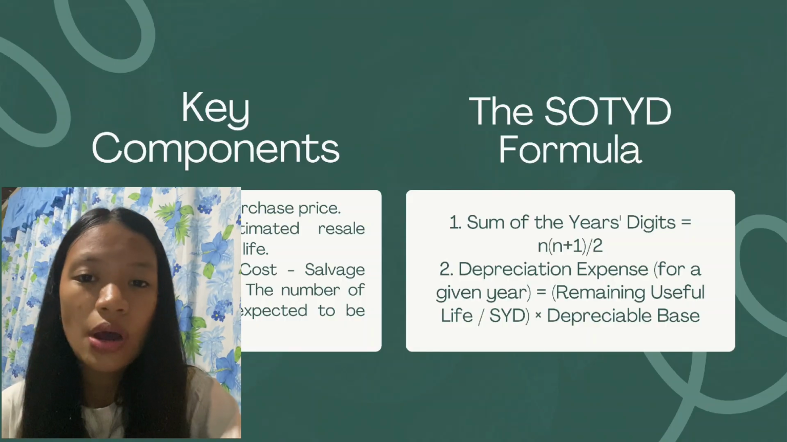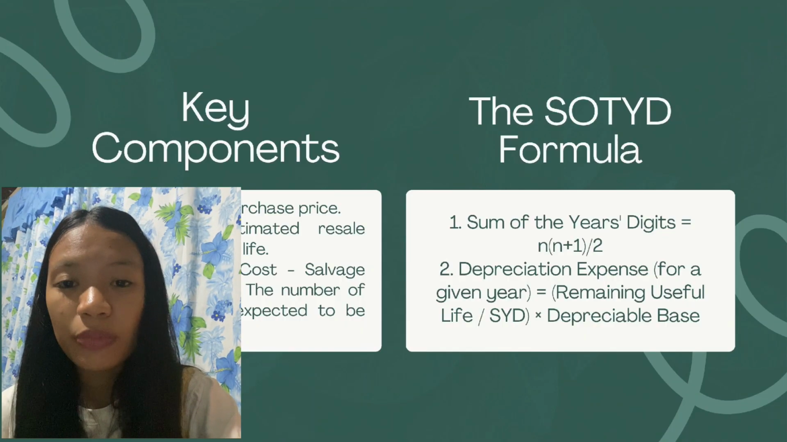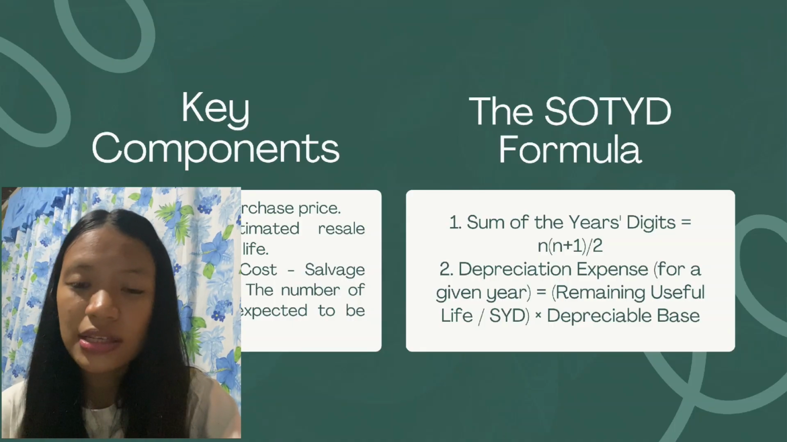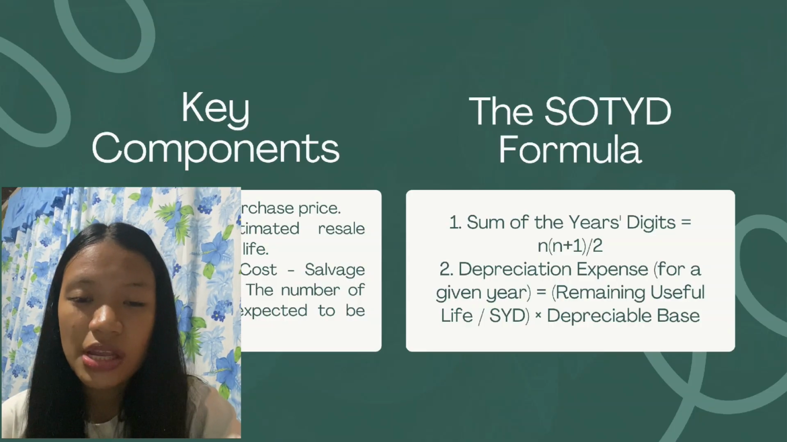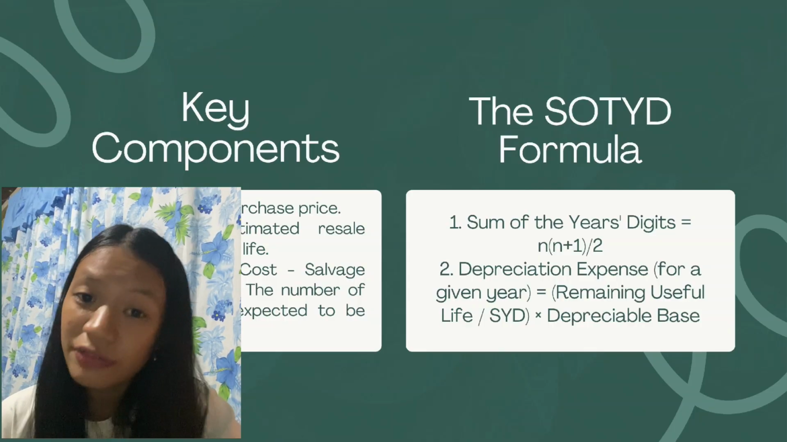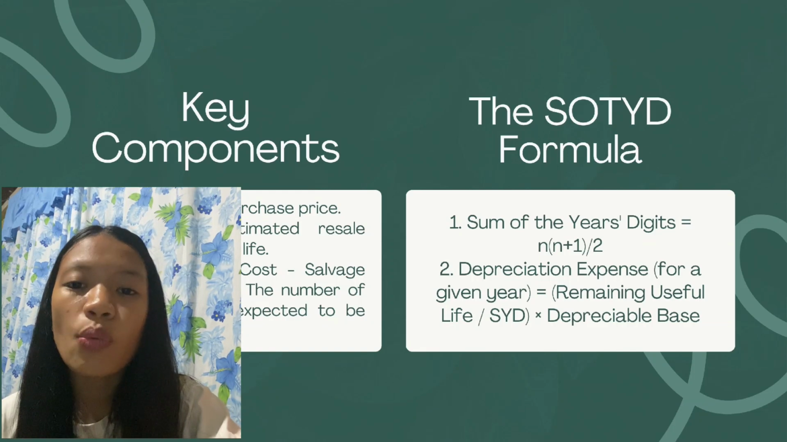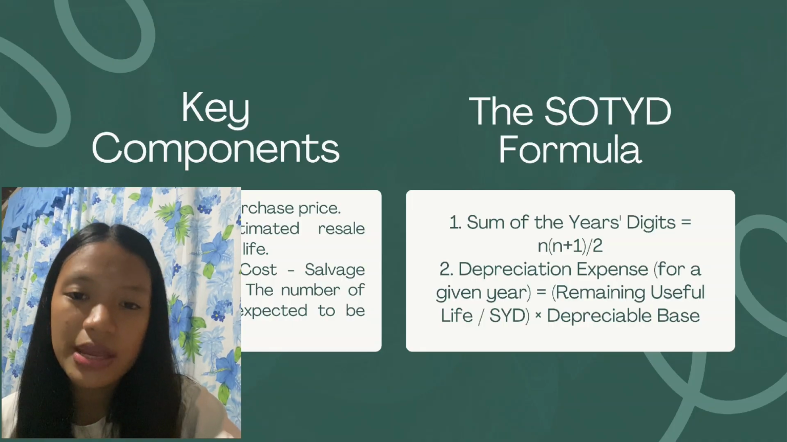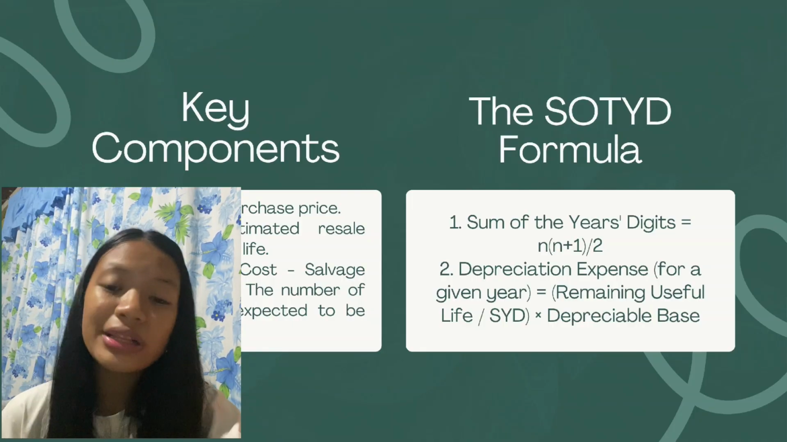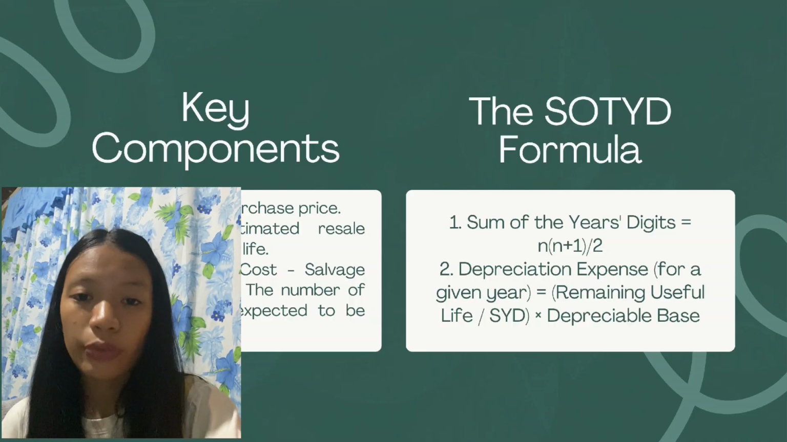And these two are the SOYD formulas. First, we have the sum of the year's digits is equal to n times n plus 1 over 2. And the second one is depreciation expense for a given year is equal to remaining useful life over SOYD multiplied by the depreciable base. To really understand SOYD, we need to look at the formula.